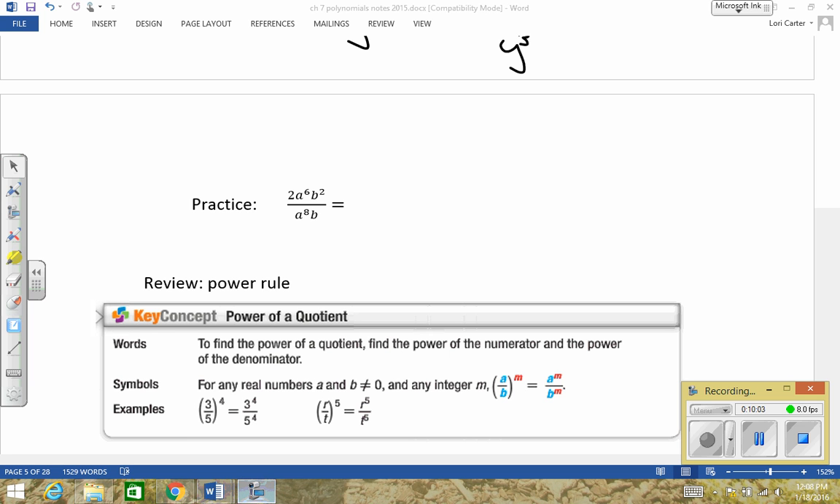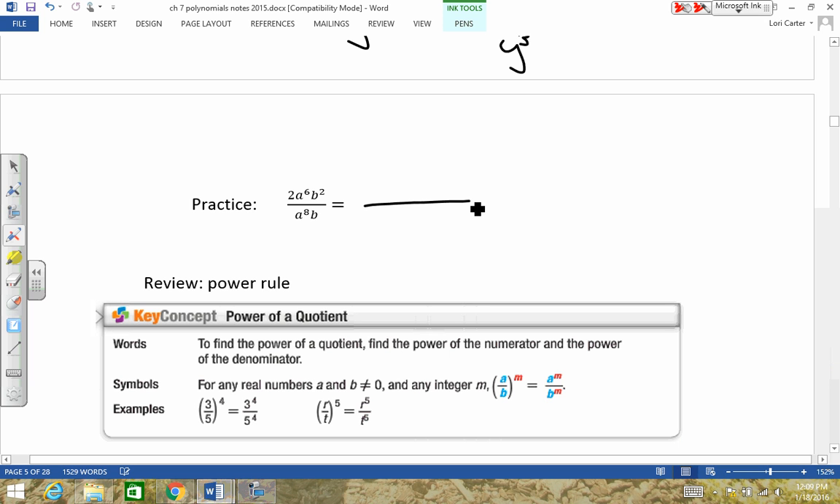Okay, check with your neighbors when you're done. All right, first step is we do the numbers. What's 2 divided by 1? 2. So it stays in the numerator. a to the 6 over a to the 8 gives a squared in the denominator. b squared over b to the first, 5 minus 1, and we get b to the 4th in the numerator.